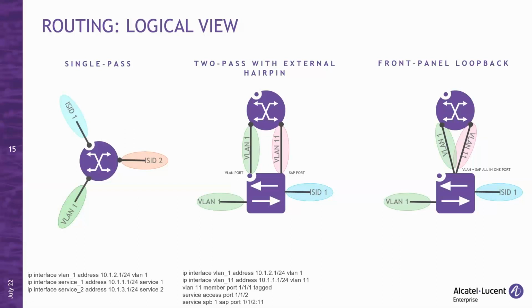Again, all products launched over the last 3 years or so support the simple case of single-pass inline routing that we see on the left-hand side. And in fact, the first product to incorporate this feature was the OmniSwitch 9900, that has supported single-pass inline routing for much longer than that.